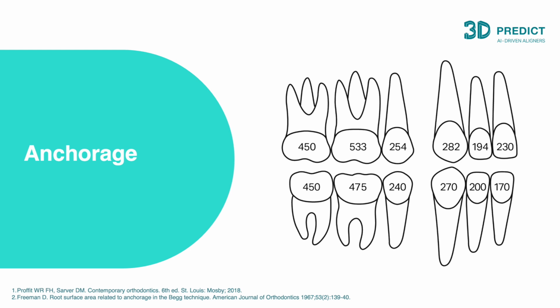In this image, we see that the anchorage value of a tooth, which means it's resistant to movement, is equivalent to its root surface area, provided by this number. The larger the root, the greater the area over which a force can be distributed. In this example, if we add the value of the first molar plus the second premolar, we get 715, which is slightly larger than the sum of the canines and the incisors at 640.